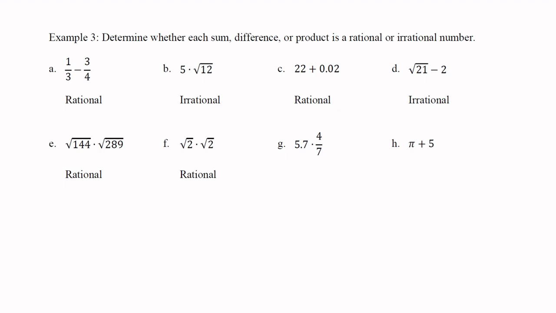For G, 5.7 is a rational number that can be expressed as a fraction. 4/7 is a rational number because it is a fraction. So a rational times a rational gives us a rational as a result. And then finally, pi plus 5. We talked about this already. You add 5 to 3.1415, the decimals just going on forever, and then you are left with 8.1415 with the decimal going on forever, so it stays irrational.